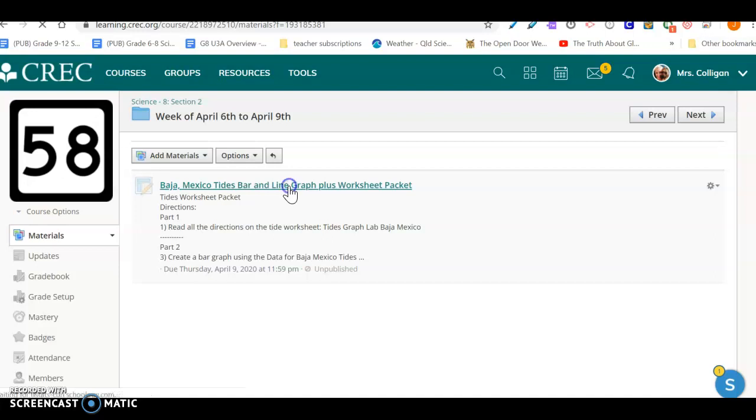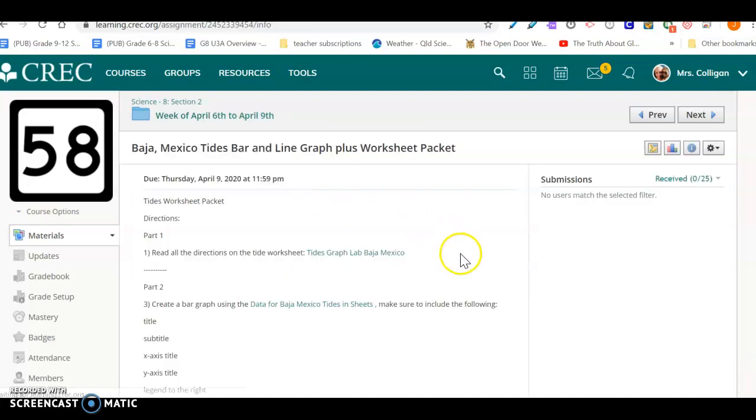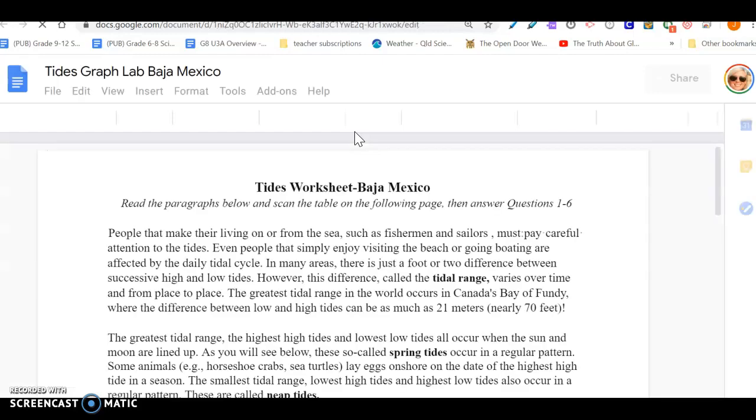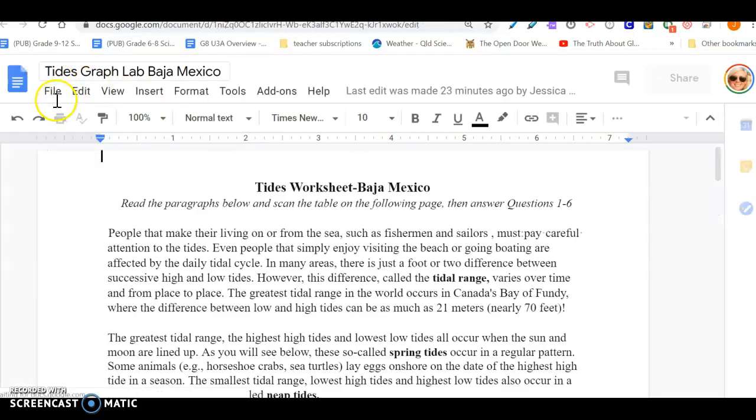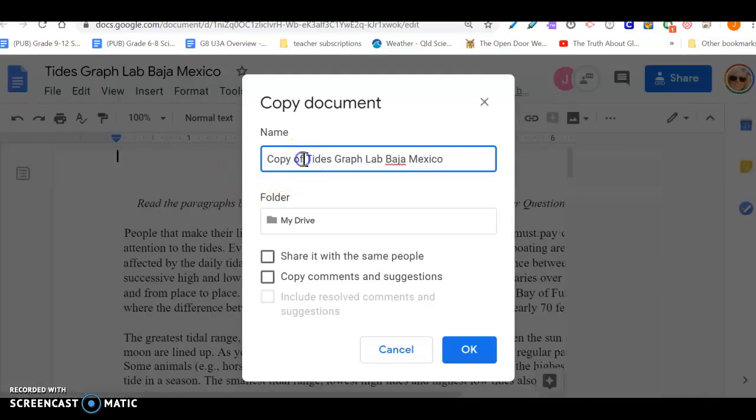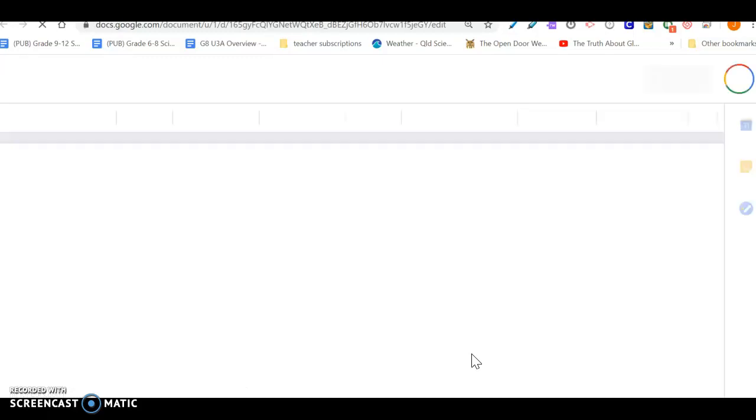So I'm going to click on this and I'm going to read you the directions and then we'll go through what I want you to do. So part one, it says read all the directions on the Tide Worksheet. So there's a link here. You are going to want to make a copy of it. So file, make a copy, and then I always like for you, and even myself, to take out the copy and write your initials. So I could write like JC, your initials, and then I have my own copy. You do not need to request access.